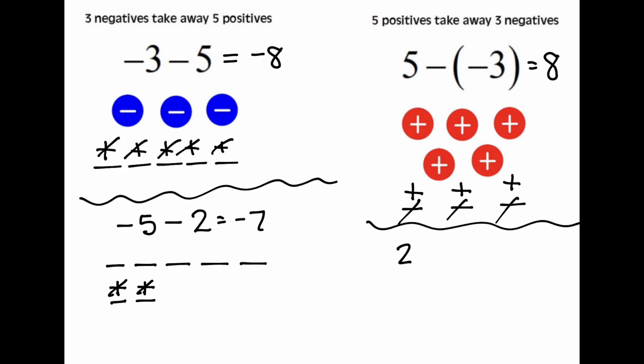Okay, let's do another one. How about 2 minus negative 4? I start with 2 pluses, 2 positives, and I want to take away 4 negatives, which I don't have. So I need to put in, whoops, change colors for some reason. I need to put in 1, 2, 3, 4 zero pairs so that I can cancel out those 4 negatives. And what I'm left with is 1, 2, 3, 4, 5, 6 positives. Okay, I know that looks really complicated, but it will work, I promise.